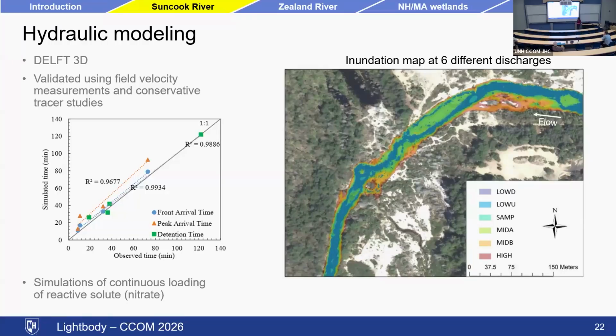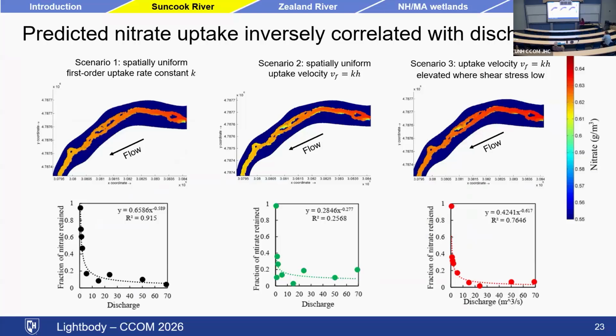With this hydraulic model, we were then able to continuously load a reactive solute chosen to represent nitrate. And this is what we get. First, before we look at what we get, I should say, we have to make an assumption about where nitrate is being taken up within the stream. And we didn't have a very good handle on that. And so we tried 3 different simulations with 3 different assumptions about what could be going on.